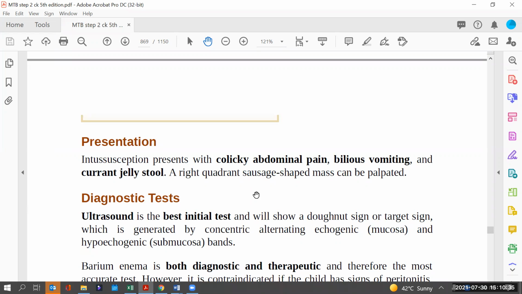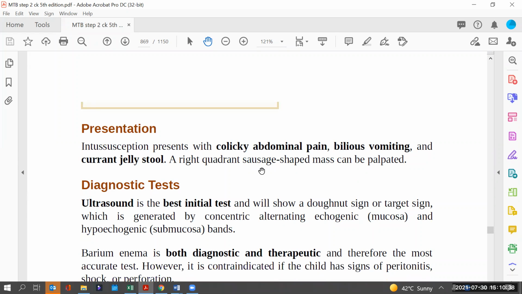A right quadrant sausage shaped mass can be palpated. Now, this is again very important. You should know the exact shape of the mass. So if it's mentioned sausage shaped mass, think about intussusception. Whenever it's written olive mass, we'll always think about pyloric stenosis. So there are some mass presentations, some shapes of the mass, on the basis of which we can have a clue about what the provisional diagnosis can be. So if you can appreciate in the right quadrant of the abdomen a sausage shaped mass, you can think about intussusception. Again, it's not hard and fast. You will see the presentation of your patient.